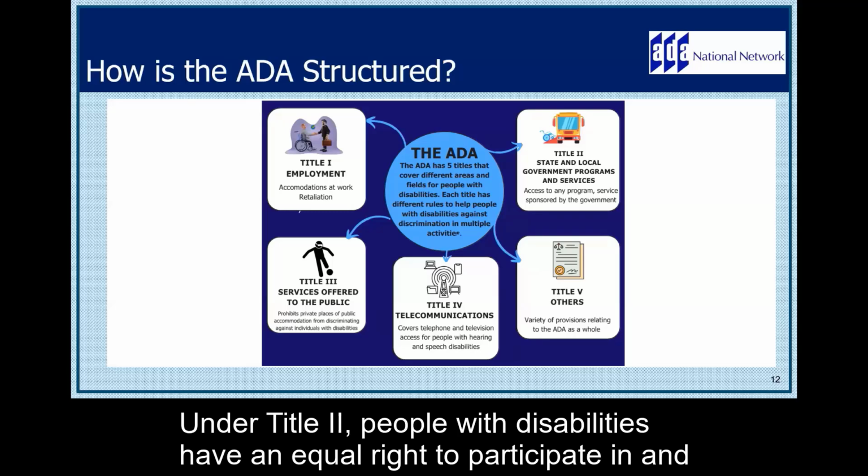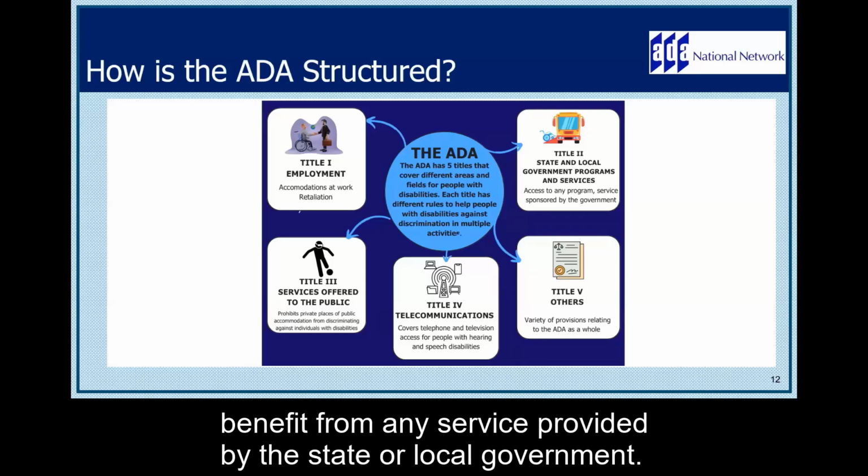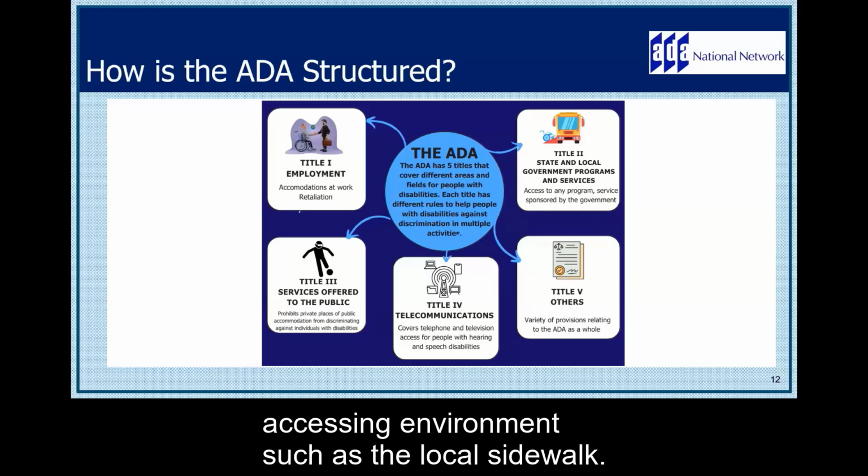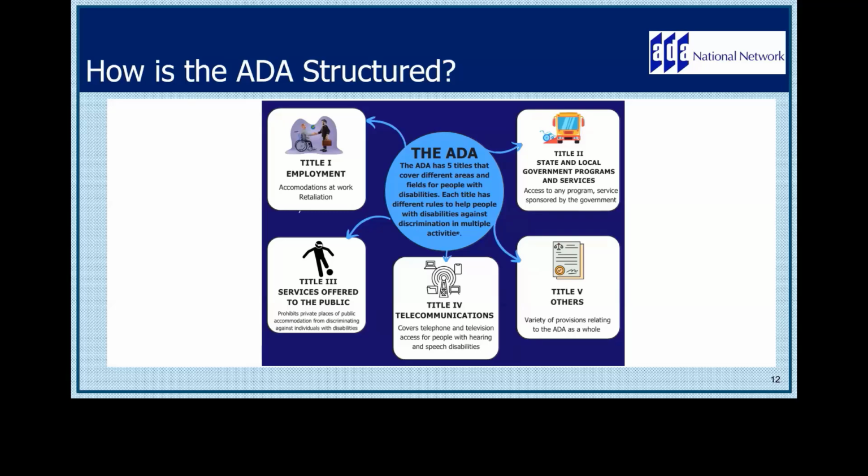Under Title II, people with disabilities have an equal right to participate in and benefit from any service provided by the state or local government. Some examples include registering for voting, attending a public university, or accessing the environment such as the local sidewalk.